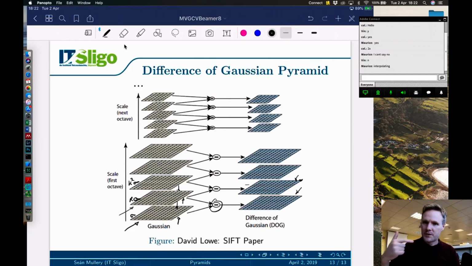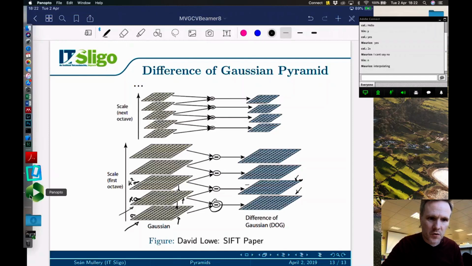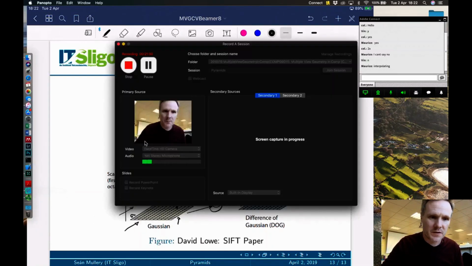I'm going to finish this recording here, and then we're going to move on to SIFT, where you're going to see this diagram pop up again, but I just wanted to keep the pyramids as a separate recording.